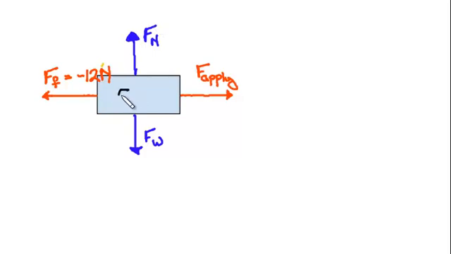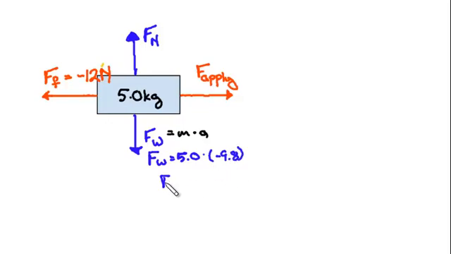So if we have this free body diagram, the question says that it starts with 5 kilograms. Armed with this information, I can figure out force weight, also known as force due to gravity. Force weight equals mass times the acceleration, and in this case, acceleration is the acceleration due to gravity of negative 9.8. When I do the math, I get negative 49 newtons.